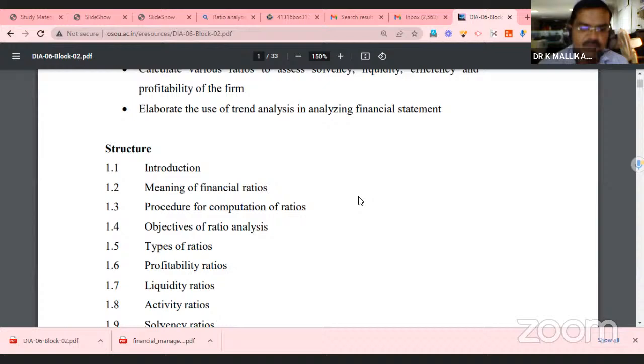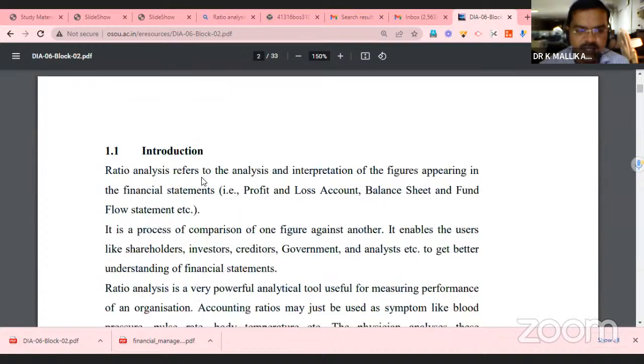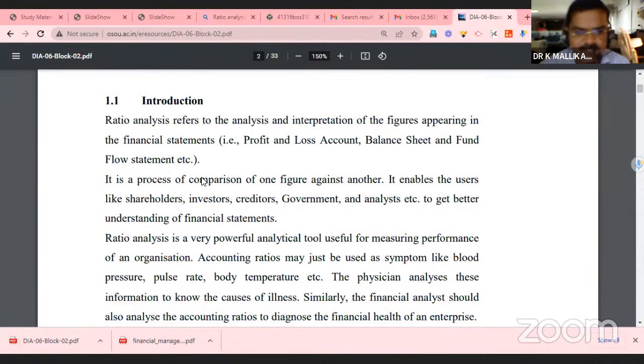The ratios are classified into various types: profitability ratios, liquidity ratios, activity ratios, and solvency ratios. At the end of this session, we are going to understand the advantages and limitations of ratio analysis. So this is the total agenda of today's presentation. Let's start with the meaning of ratio analysis.